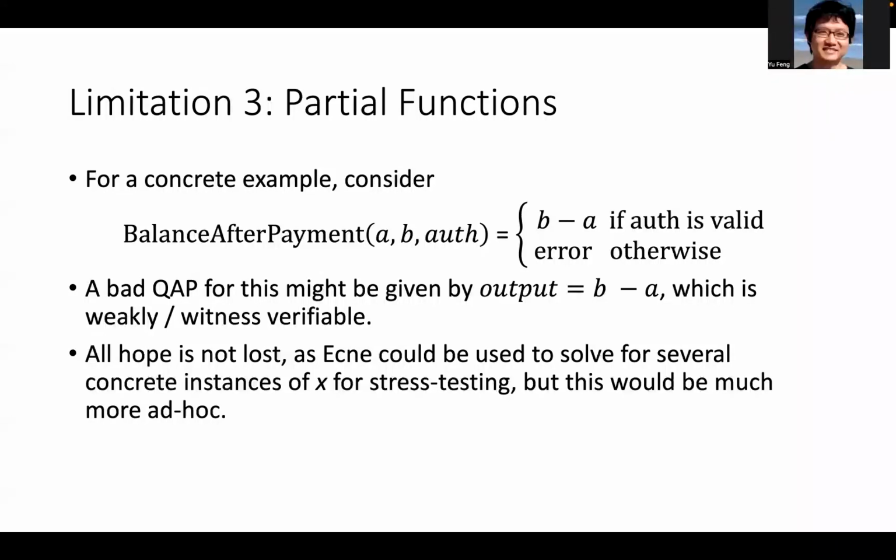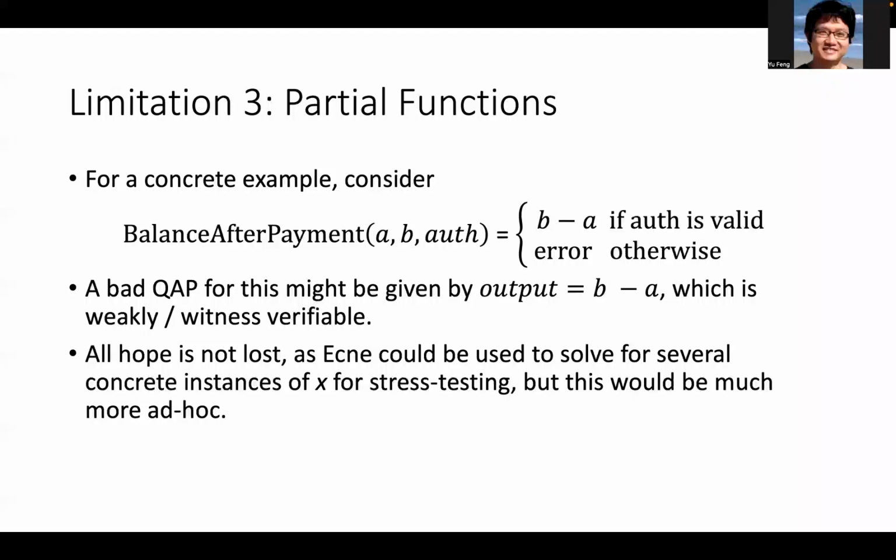Okay, so in your case, could you elaborate a little bit more why this balance after payment, which is essentially going to take 3 arguments, right? It takes 3 arguments, yeah. And then the behavior is it's either going to be b minus a if it's valid or error otherwise. So let's say this is the circom program I'm seeing right now, and I run Ecne on this code, and then you say that this is actually verifiable, right? But what is the potential issue in this case?